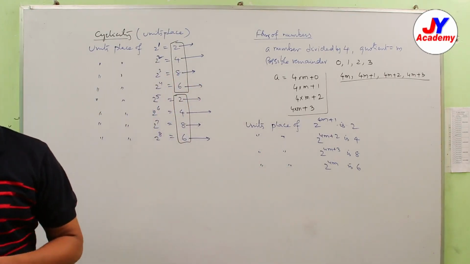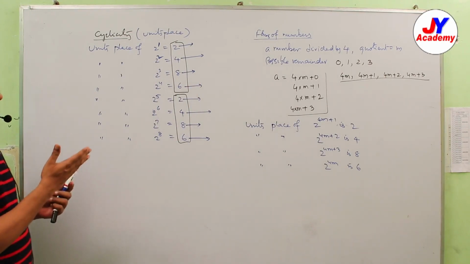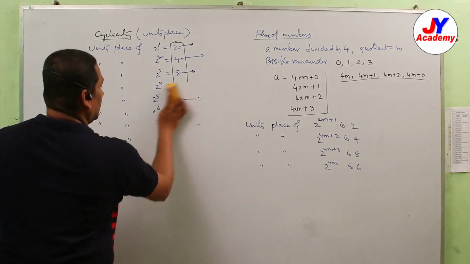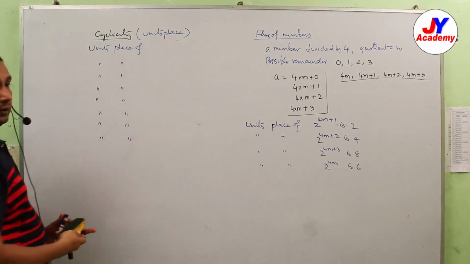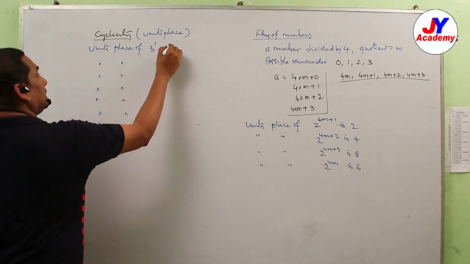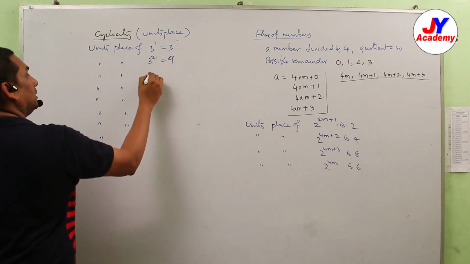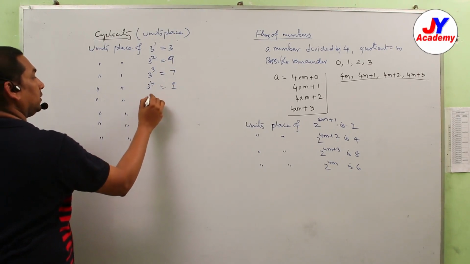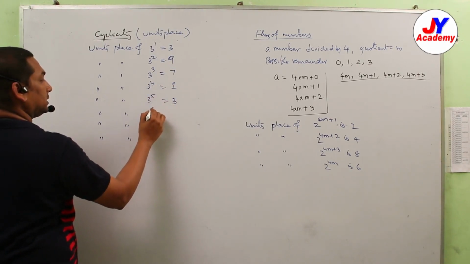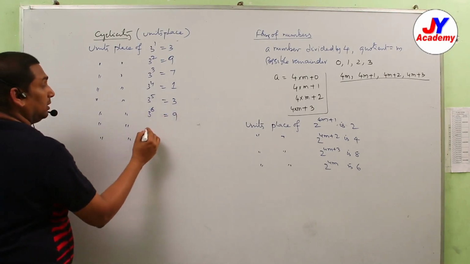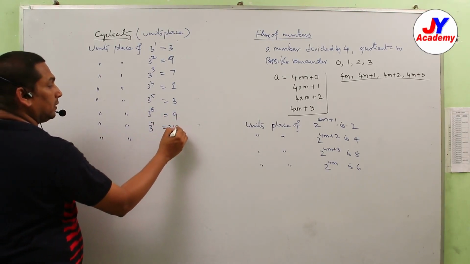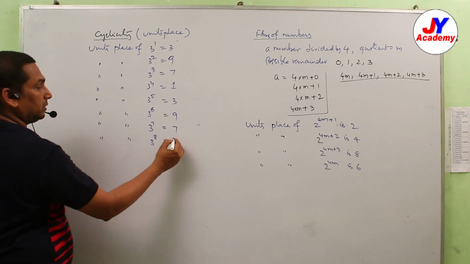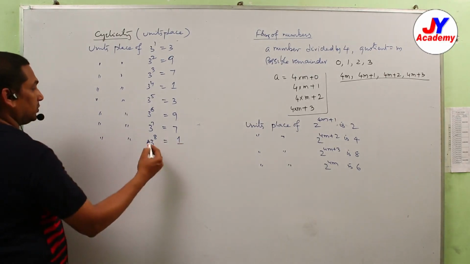Okay. Now we are going to verify with 3. Units place of 3 power 1 is 3, 3 power 2 is 9, 3 power 3 is 27, units place 7, 3 power 4 is 81, units place 1, 3 power 5 is 243, units place 3, 3 power 6 is 729, units place 9, 3 power 7 is 2187, units place 7, then 6561, units place 1. Again the same cycle.